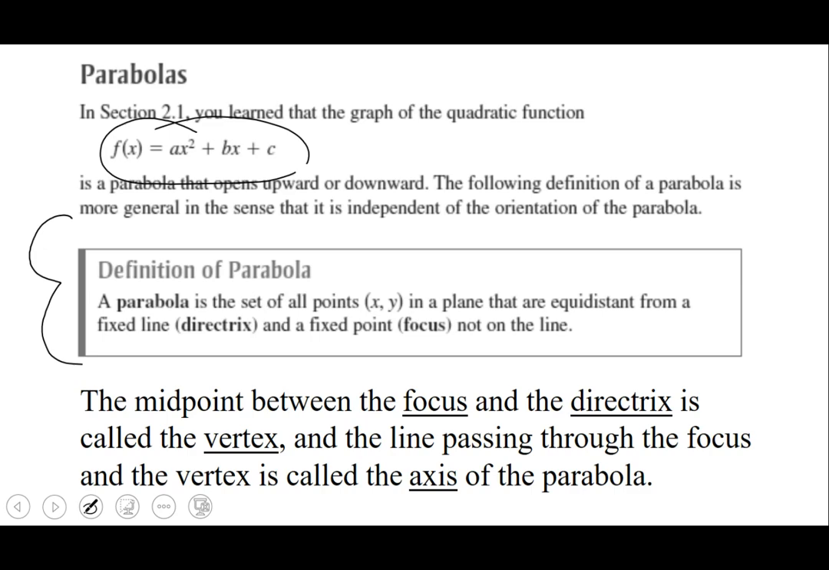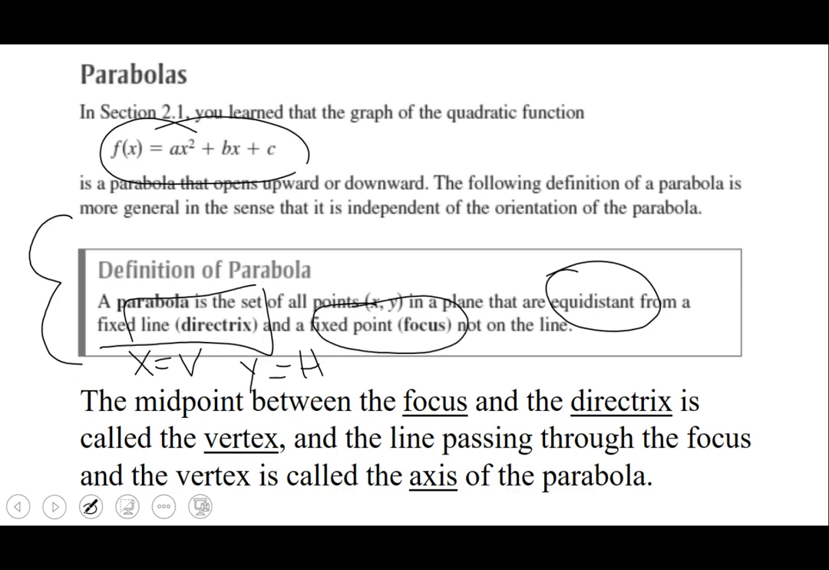It's the set of all points x, y in a plane that are equidistant from a fixed line, which is called a directrix. Make sure you know that a directrix is always a line, which means it either has to be an x equals if it's a vertical line, or it has to be a y equals if it's a horizontal line. And it has to be equidistant from both that line, which is called the directrix, and an actual point, which is called the focus.